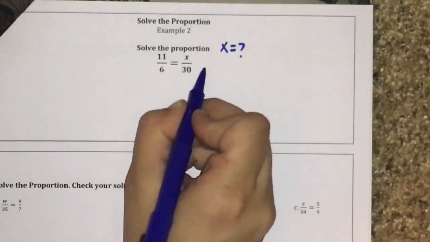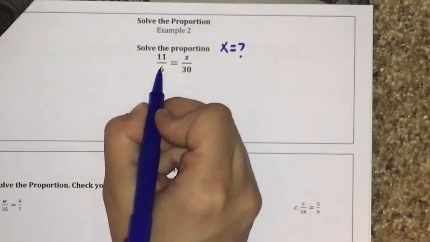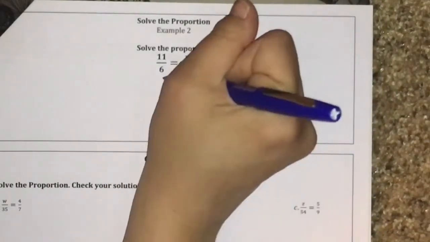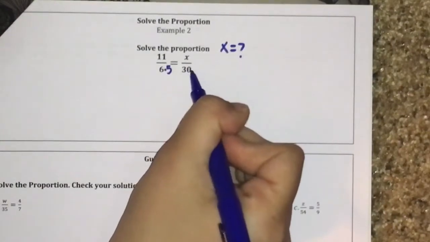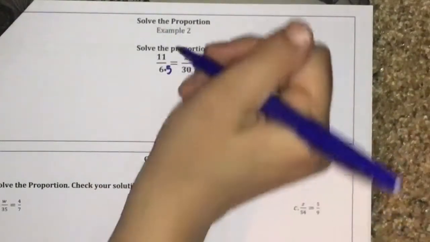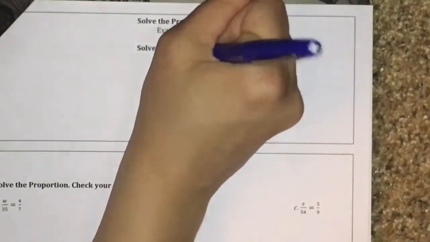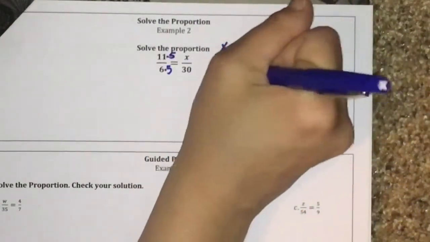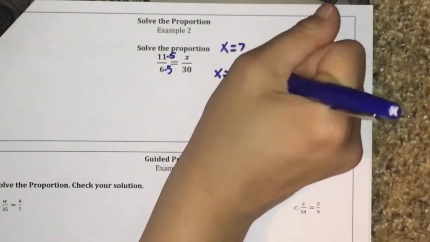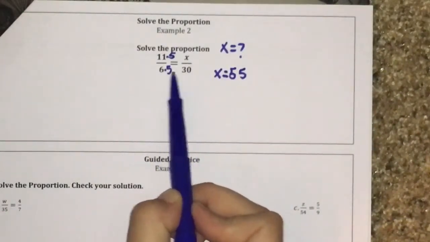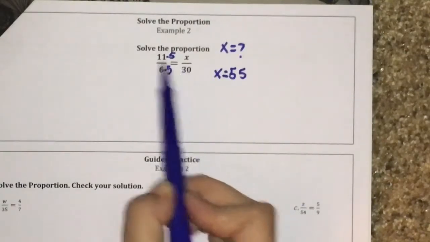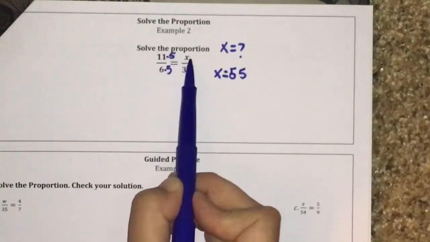If these two equal each other, then how can we get from 6 to 30? Well, we know 6 times 5 is equal to 30. So we're going to do the same thing with 11. Multiply it by 5. Therefore, x is going to equal 55. So decide how you can get from here to here and apply that to find out what x is.